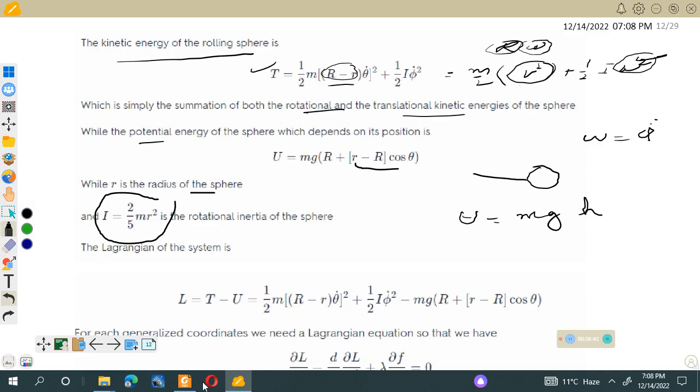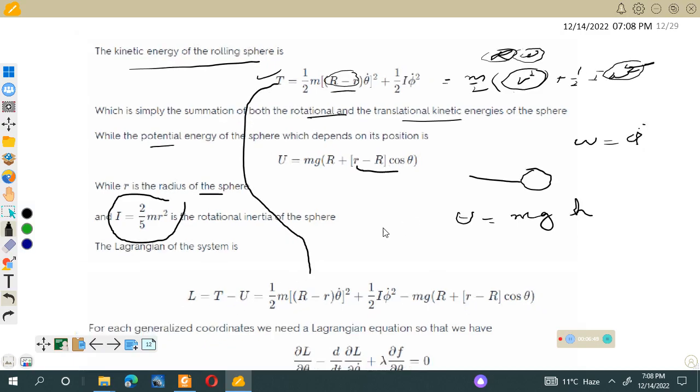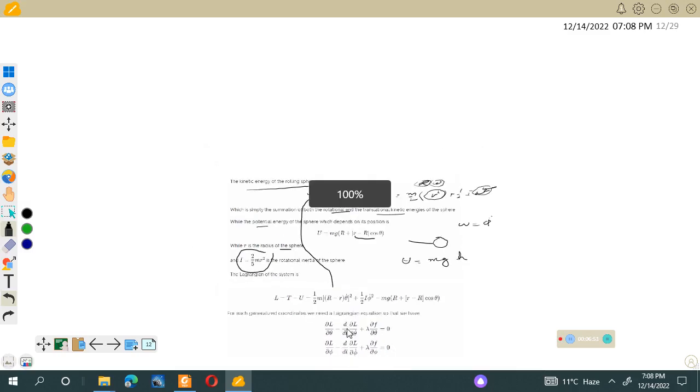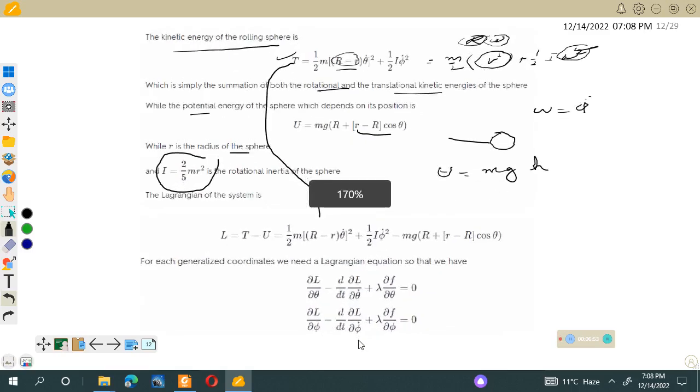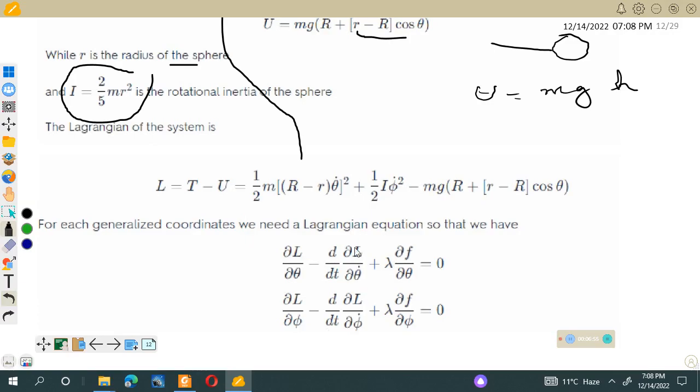So the Lagrangian is equal to T minus U. We have the kinetic energy; we will put the expression for the kinetic energy, and then minus the potential energy. For the equations of motion, because we have two variables, theta and phi, our Lagrangian equation will be one for theta and one for phi. So partial L over partial theta minus d over dt partial L over partial theta dot plus lambda partial f over partial theta is equal to 0, and partial L over partial phi minus d over dt partial L over partial phi dot plus lambda partial f over partial phi. This f is the equation of the constraint.